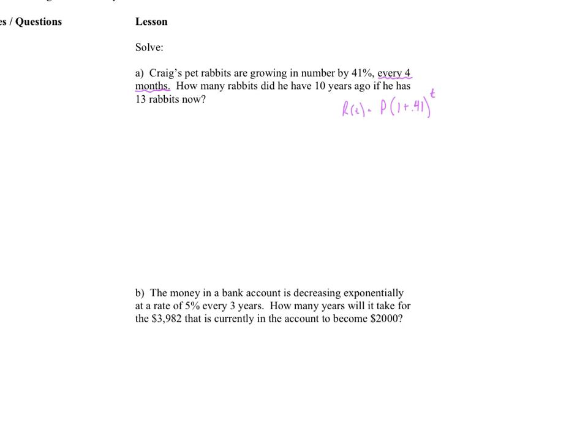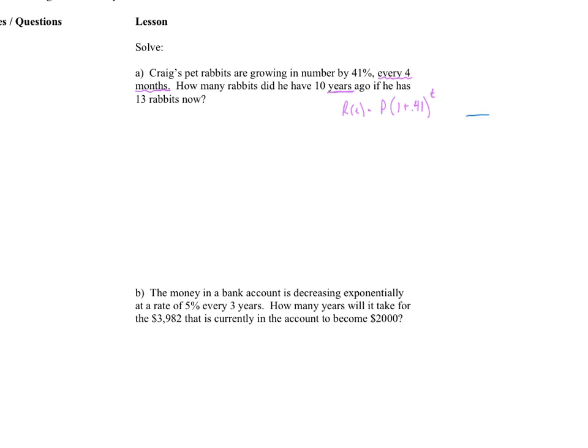And then the question goes on to say, how many rabbits did he have 10 years ago? So we've got a crazy situation here where time is measured in years, but the rate isn't occurring every year, which is what we were dealing with yesterday. Yesterday, if I gave you a question that said, how many rabbits did he have 10 years ago, the rate would have said it increases by 41% every year. But now it's every 4 months. So we have to think about what that means in terms of our time.